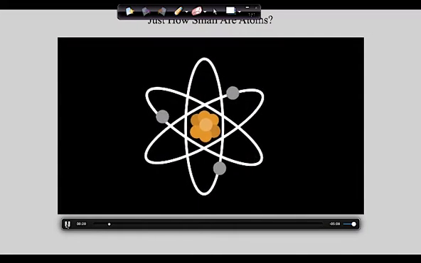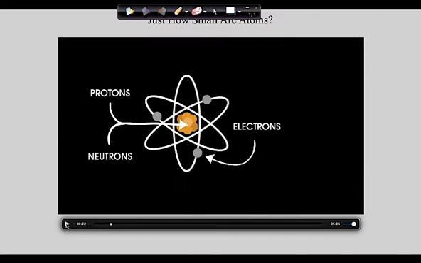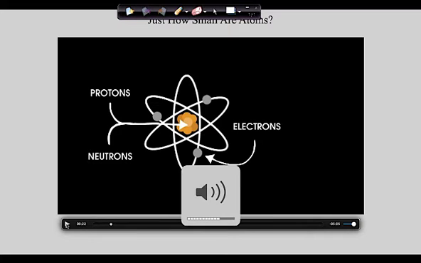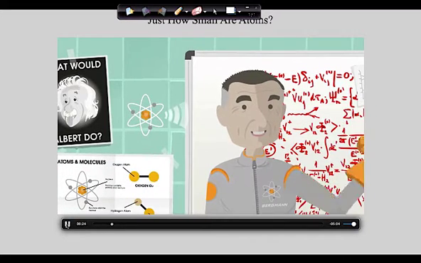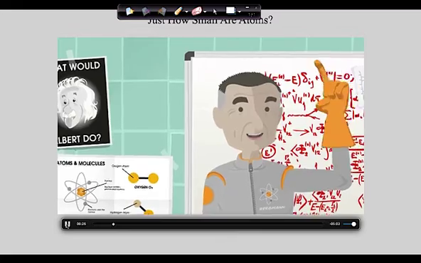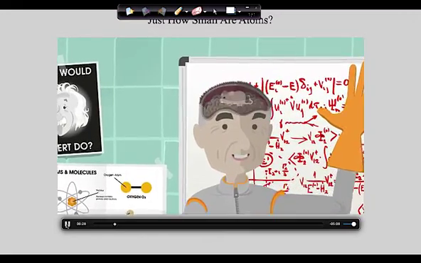Of even smaller particles called protons, neutrons, and electrons. Now you guys know that, right? You know that protons and neutrons are in the nucleus of an atom and the electrons are zipping around the outside? Okay. And you've probably heard that atoms are small. But I'll bet you haven't ever thought about how small atoms really are.